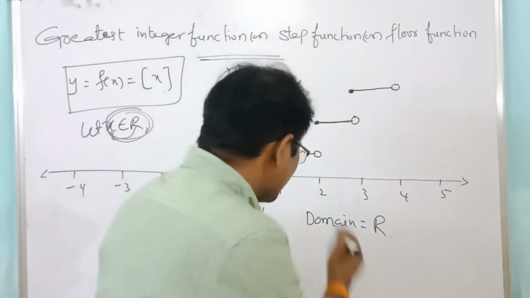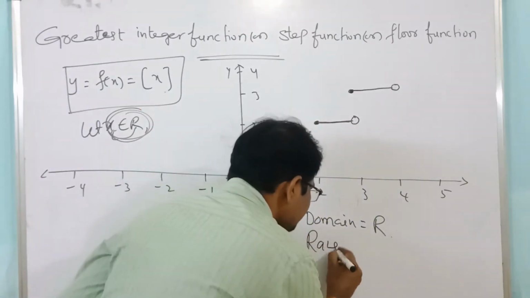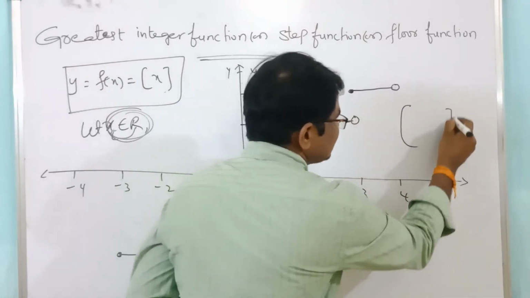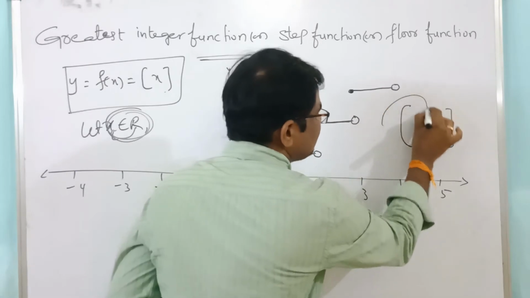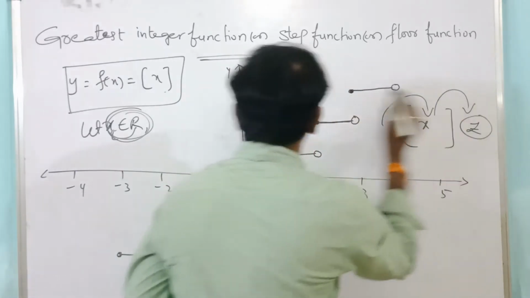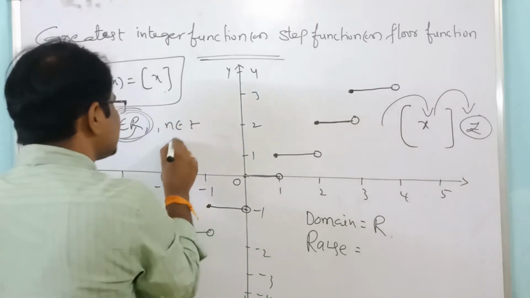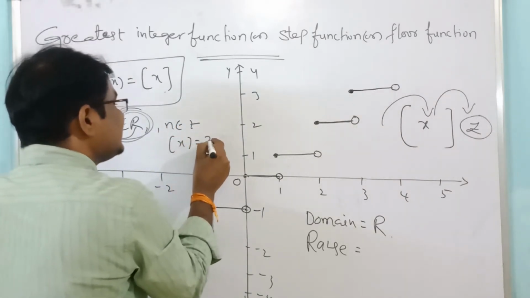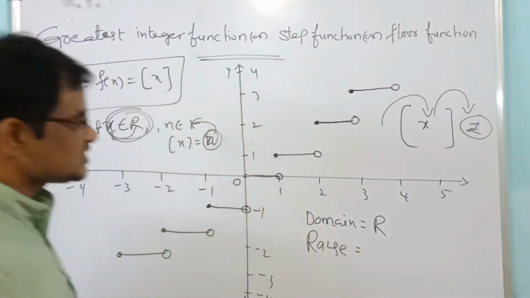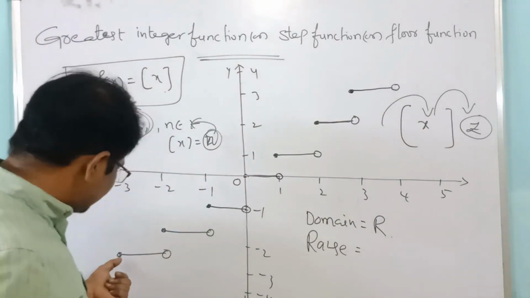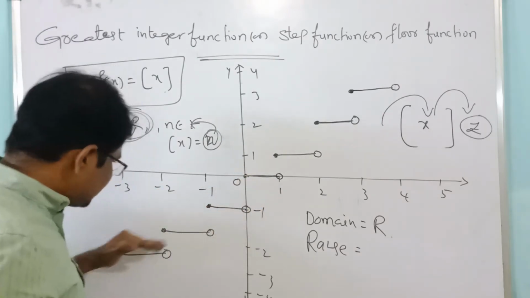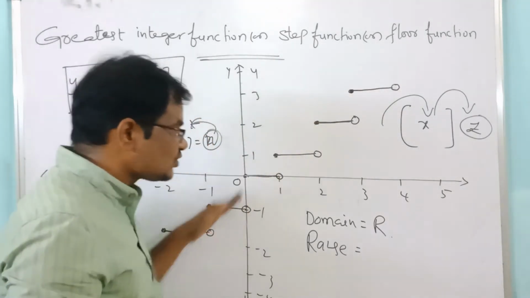Now what about the range? Once you observe, what is the range? Any real number you substitute, the output you are getting, is it integer only or not? Here n belongs to integer, and step x equal to n you took. But n is an integer only. So see here, where dots are there: minus 3, minus 2, minus 1, and here all the integers only.